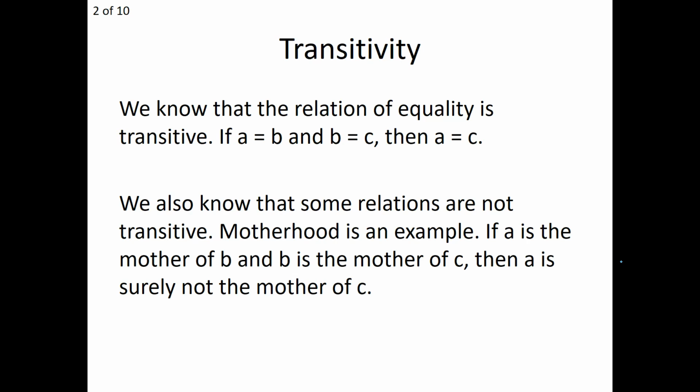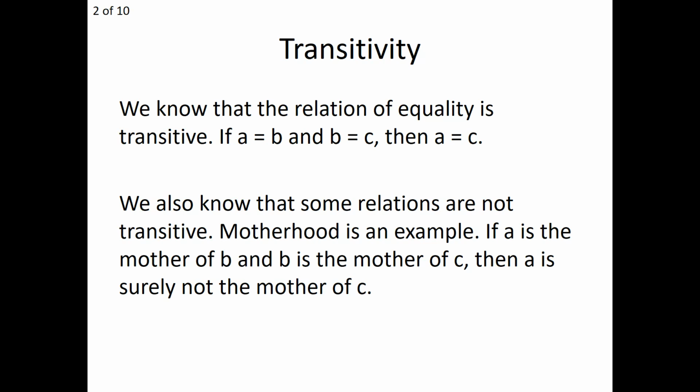So, transitivity. We know transitivity works in many different relations. We've seen it work with equality. We've seen it with the relation of congruence. We'll even see it with the relation of greater than. But it doesn't work in every single relationship, such as motherhood, right? If A is the mother of B and B is the mother of C, well then surely not A is the mother of C, surely not.